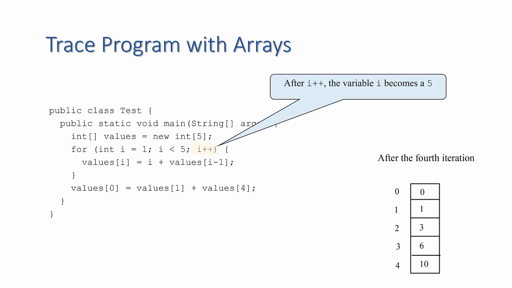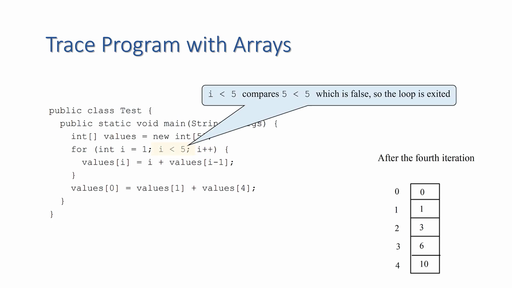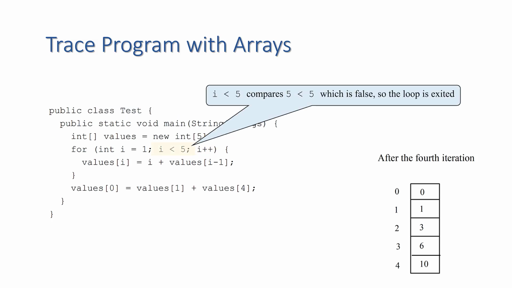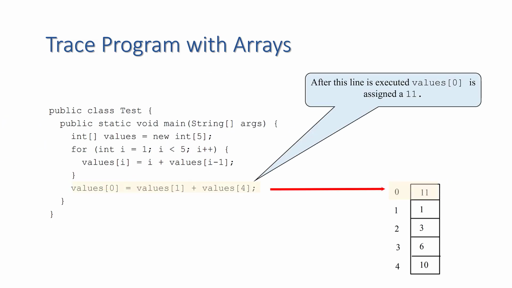At the end of the for loop, the update section is executed, so i gets incremented to a 5. Because 5 less than 5 evaluates to false, control transfers to the statement that follows the body of the loop. Value sub 0 is assigned the result of value sub 1 plus value sub 4. Since 1 plus 10 is 11, value sub 0 is assigned an 11.